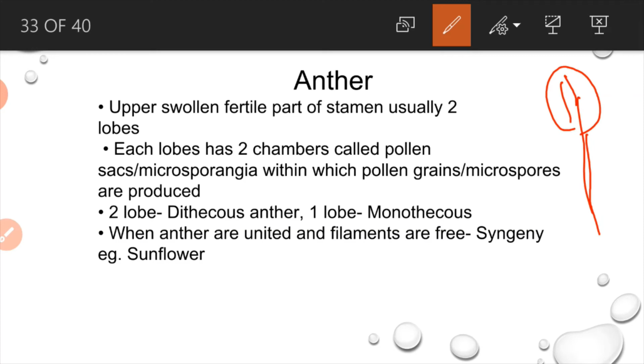For example, in Malvaceae family. When anthers are united and the filaments are free, then the condition is syngenesious, for example in sunflower.